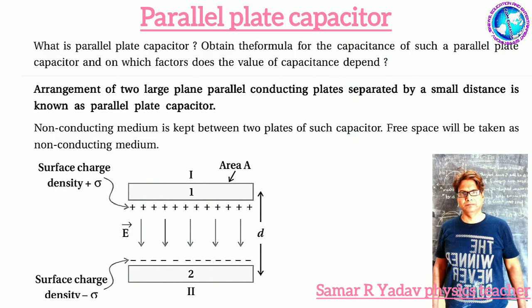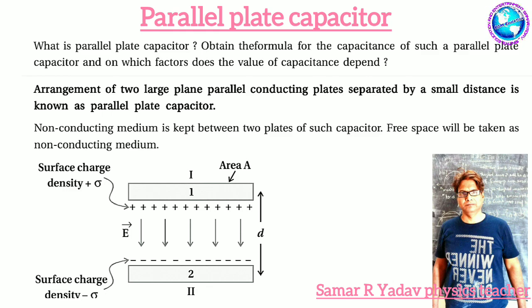What is a parallel plate capacitor? Obtain the formula for capacitance of such a parallel plate capacitor and state on which factors the value of capacitance depends. The arrangement of two large plane parallel conducting plates separated by a small distance is known as a parallel plate capacitor. A non-conducting medium is kept between the two plates of such a capacitor.